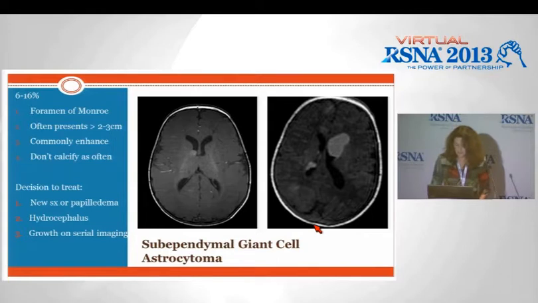Subependymal giant cell astrocytomas generally occur around the foramen of Monro. As opposed to subependymal nodules, these lesions enhance commonly and uniformly. They're larger, they grow with time, and can cause hydrocephalus, and they have a lower rate of calcification. Nonetheless, it's believed that these lesions arise from subependymal nodules, and they occur in 6 to 16% of patients with tuberous sclerosis and have a small malignant potential. So one is demonstrated on the left here, and a much larger lesion on the right.